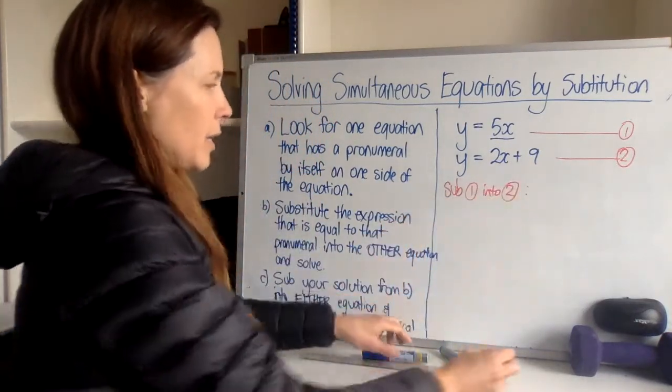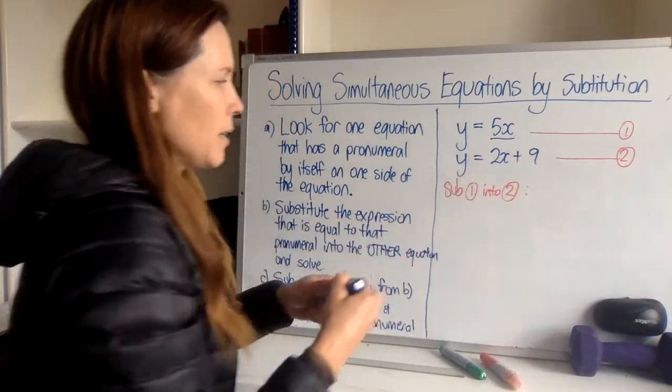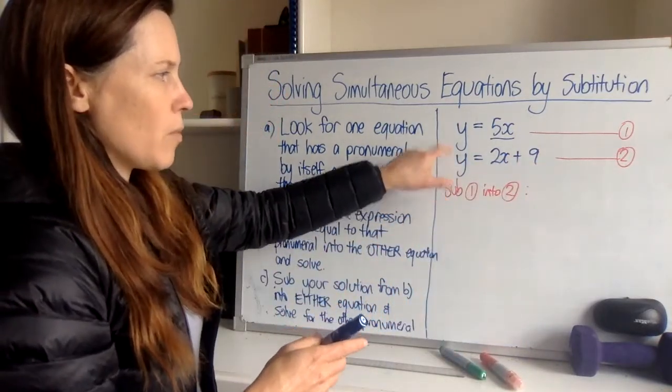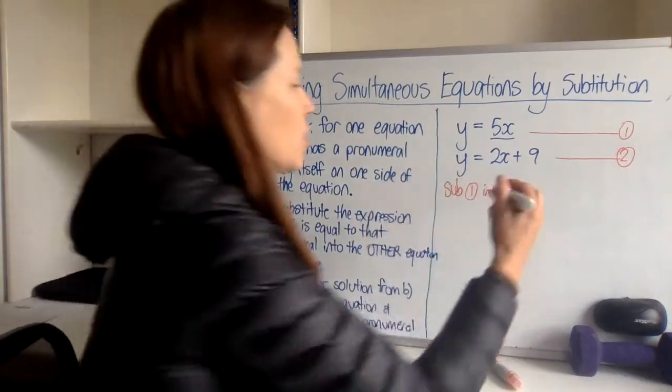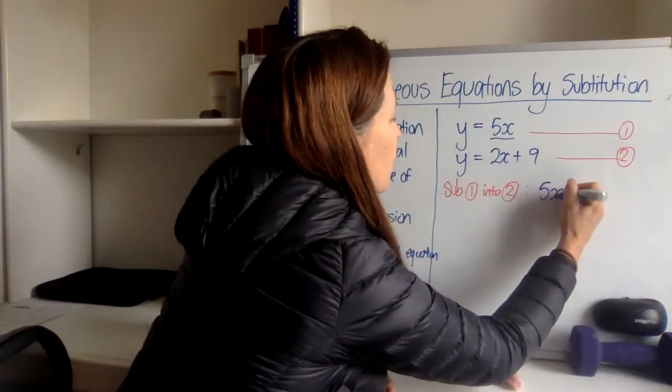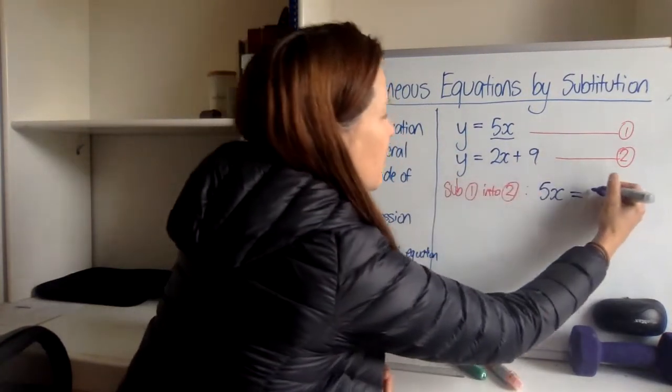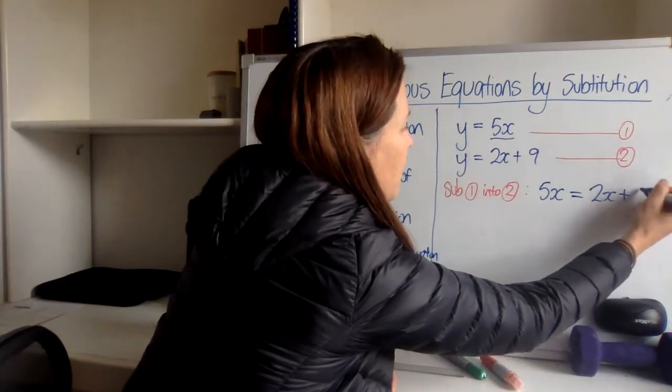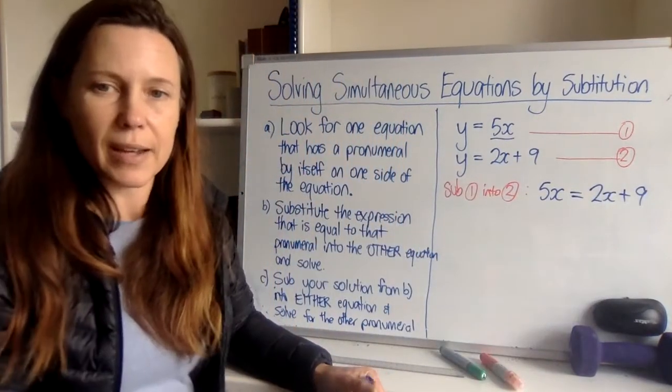All right, now let's go ahead and do it. We're going to write equation 2 down, but we're not going to write the y, we're going to write what y is equal to, which is 5x. So 5x is equal to, now we can just write the rest of this down as it's written there. All right, now we have that.